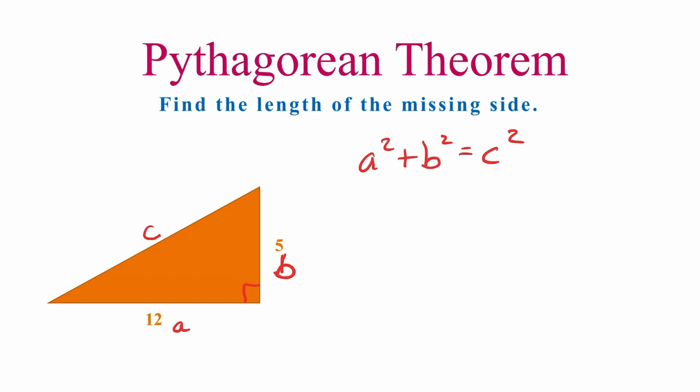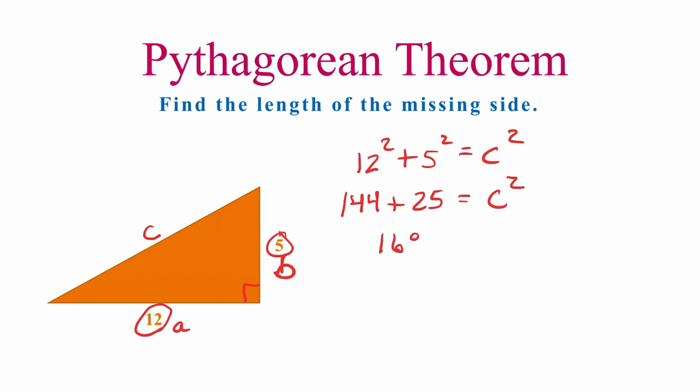And then we're going to take this 12 and put it in for A. So we're just going to erase A and put in a 12. Then we're going to take this 5, it goes in for B. So we're going to erase B and put a 5 in. Then we're going to solve it. You can do this whole thing in a calculator if you want, or you can just do the math. 12 times 12 is 144 plus 5 times 5 is 25 equals c squared. When you add 144 and 25, you get 169 equals c squared.